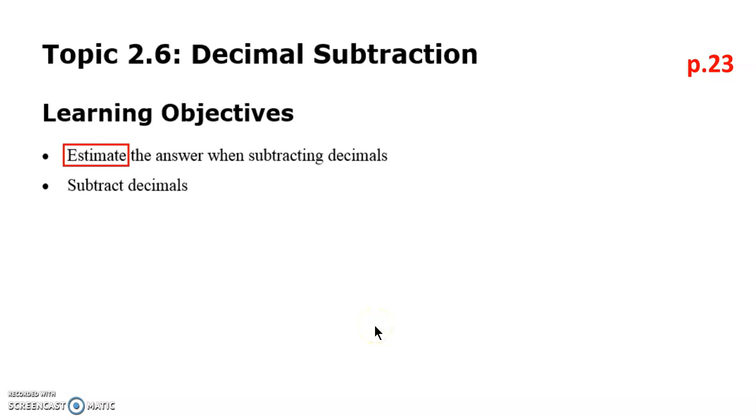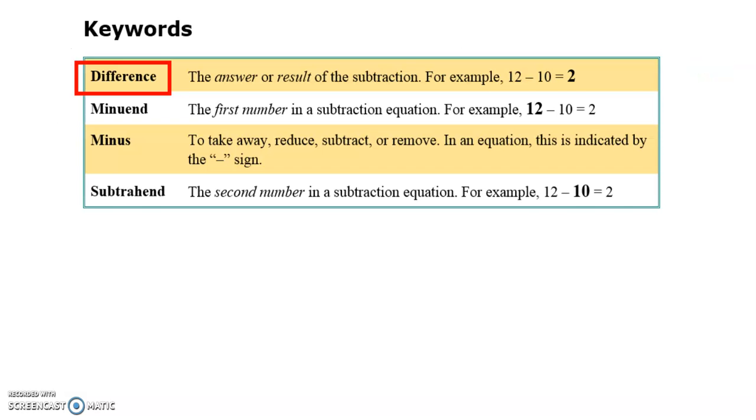Hello, today's lesson is on decimal subtraction, lesson 2.6. We're going to estimate the answer when we're subtracting decimals, and we're going to then subtract for the actual. As we've seen before, and it can't be reminded to us too many times, the difference is the answer or result of subtraction. This is the main vocabulary word you need to know for this unit.